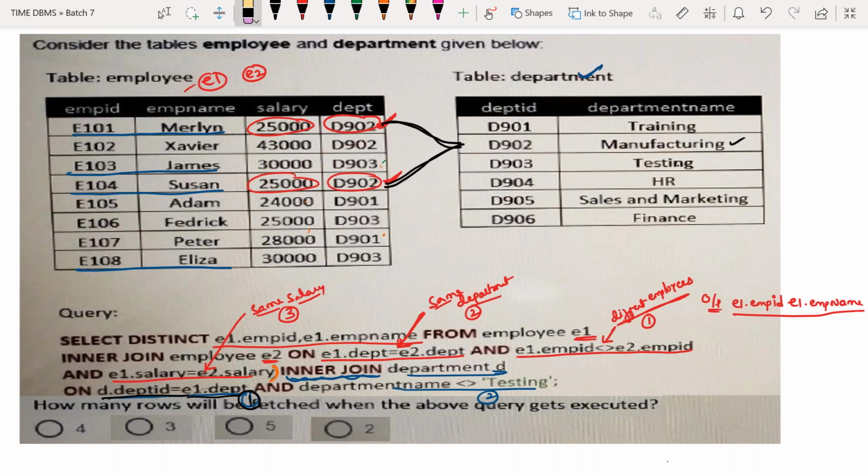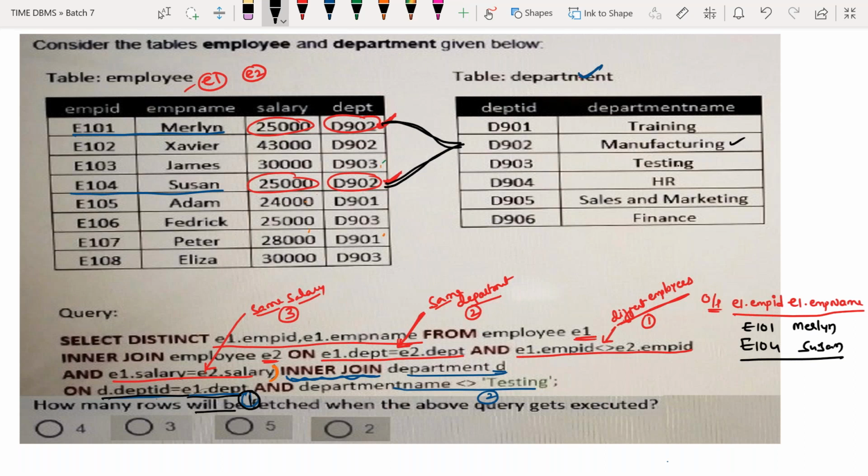So which tuples are going to be selected? These two tuples, E101 Marilyn and E104 Susan, are going to be selected. Now the final output: I am writing E101 Marilyn and E104 Susan are going to be selected in the final output.